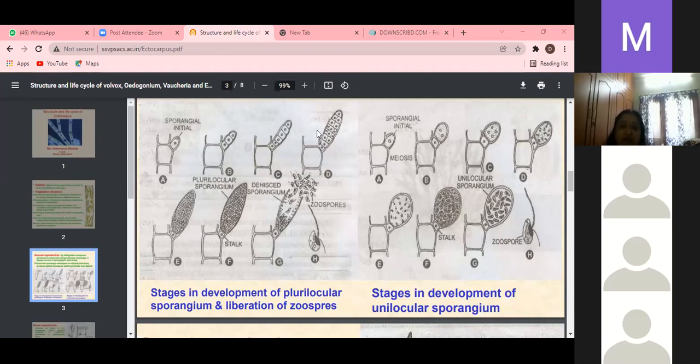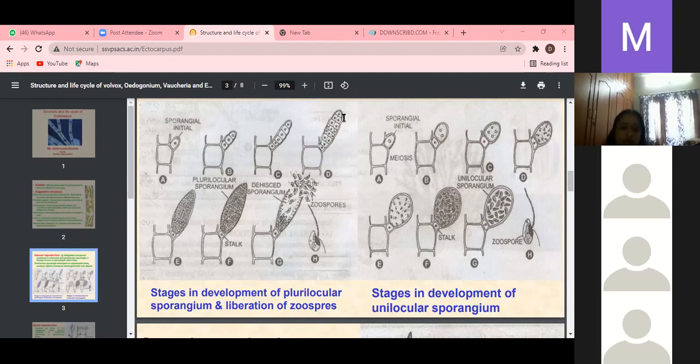You can observe that in these lateral branches, many cells are there. Each and every one is one locule. That is why many locules are formed, and this is called multilocular. Here, in each and every locule, one zoospore is produced.